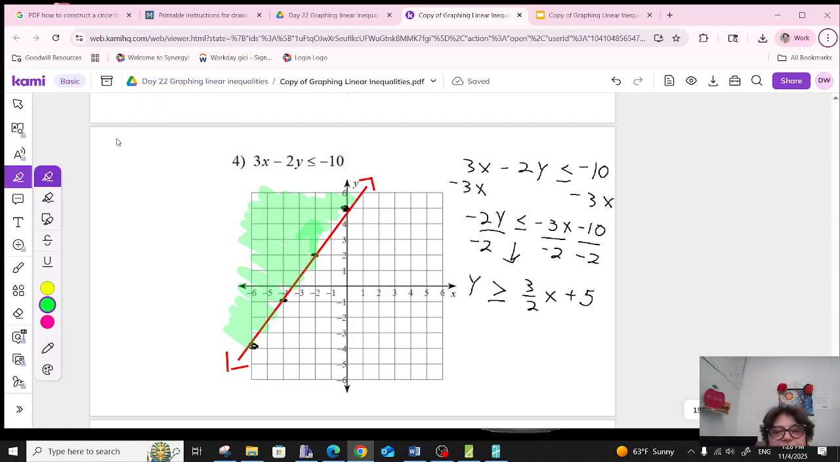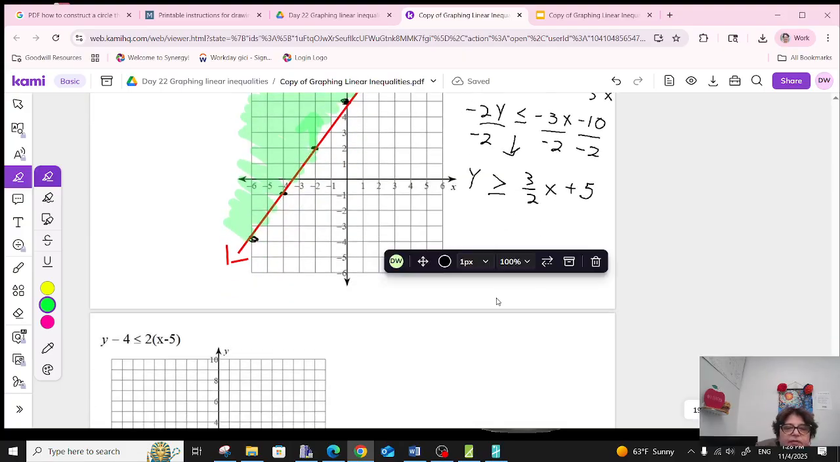Okay. So we had to solve for y first. Because I divided by -2, I had to make sure I flipped that inequality around. And then after I flipped it, because it's greater than, I had to shade up. I still had the line under it, so it was solid. And that's how you would graph that. Questions? Good. Everybody said yes.